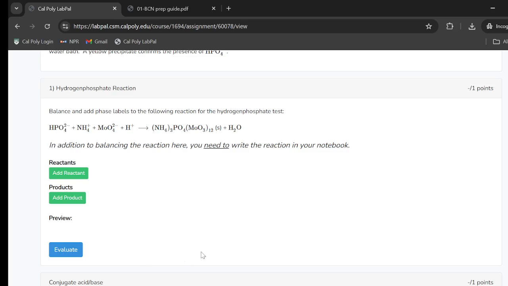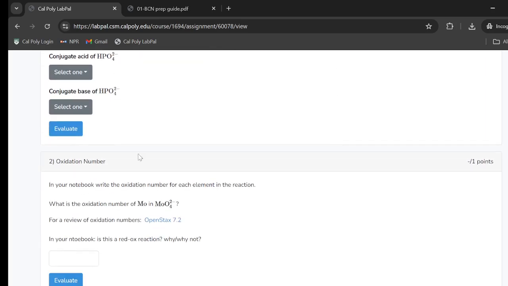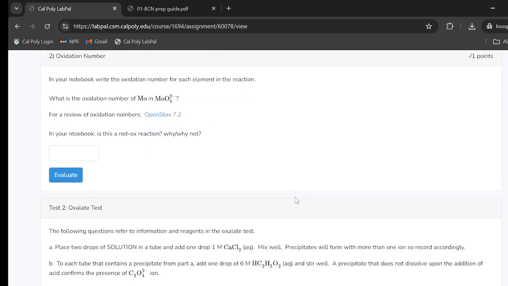So here is one of the questions, and you can check your work beforehand by doing it in LabPal, but you need to write it in your notebook. I only grade what's in your notebook. So this allows you to check if what you're doing in your notebook is correct, essentially making sure you're going to get your points. A couple other questions, again, checks.